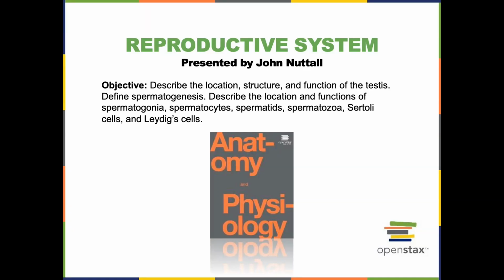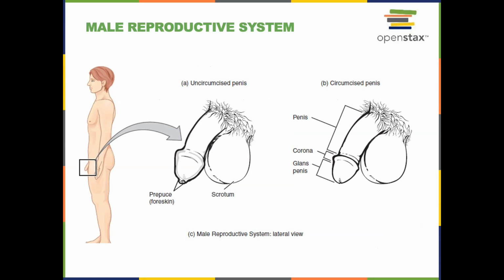This video will cover the following objective from the reproductive system. Describe the location, structure, and function of the testes. Define spermatogenesis. Describe the location and functions of the spermatogonia, spermatocytes, spermatids, spermatozoa, Sertoli cells, and Leydig cells, or interstitial cells of Leydig. The testes are found within the scrotum.